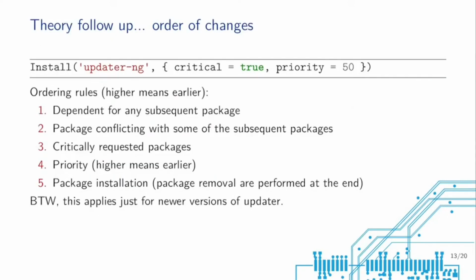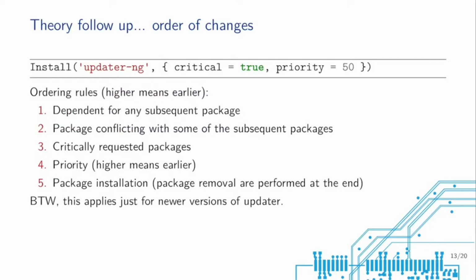So let's follow up with a little bit more theory about the updater. Let's talk about how the updater sorts packages before it installs them. Basically, there is a set of rules that it follows, and the first and most important rule is that all the packages that depend on some subsequent packages are ordered after them. So you have to install a dependency before the package that depends on it. The second rule is that conflicts should be removed before the package that they conflict with is installed. This is basically outside the scope of this, and we are not going to use it here.